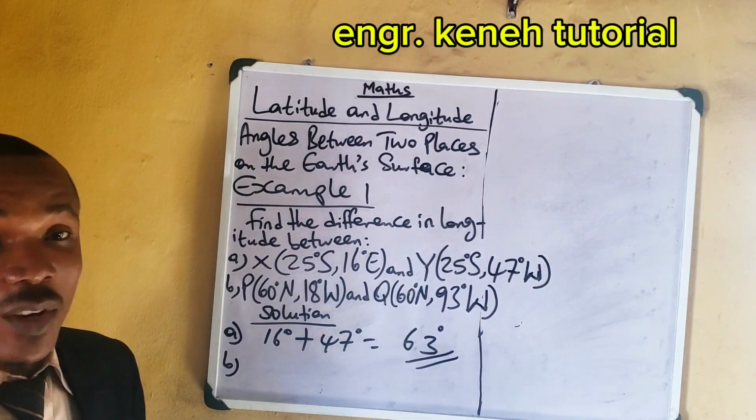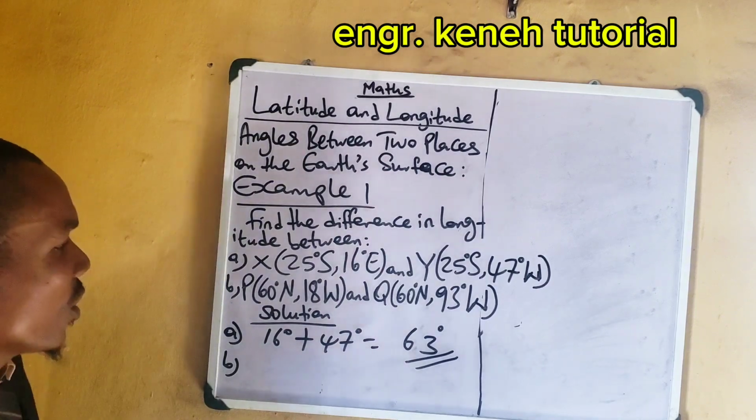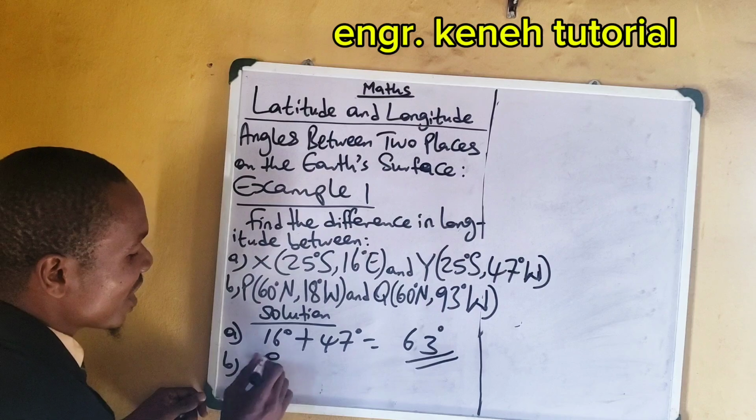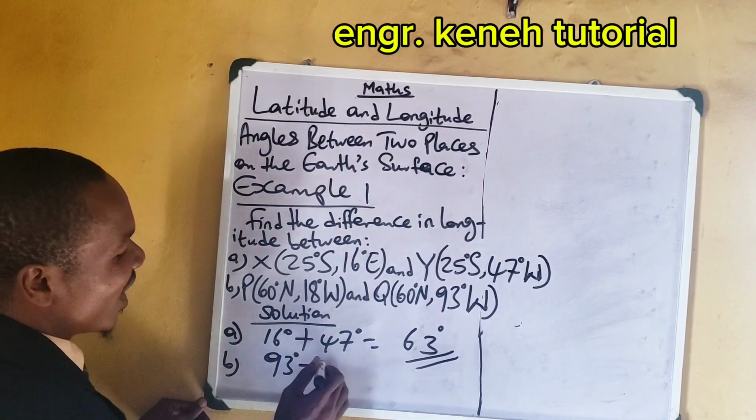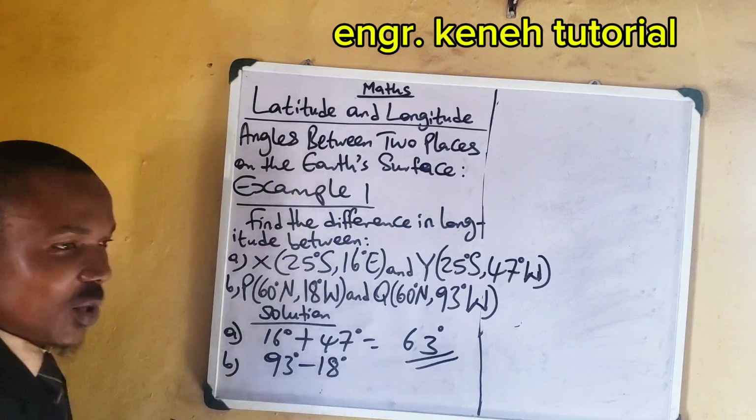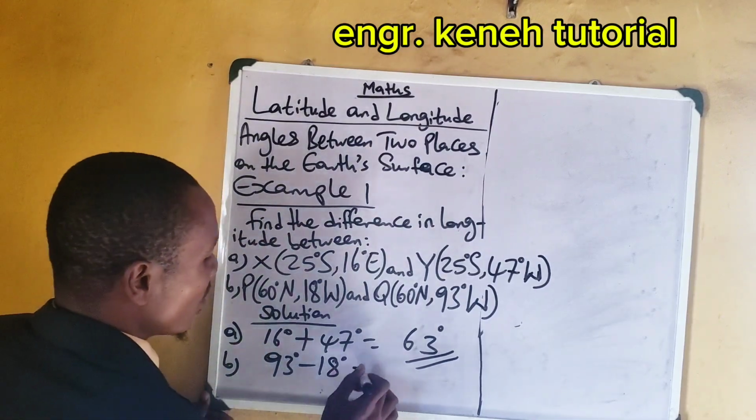Remember what I said? When you have the same side, you do subtraction. Subtract the smaller one from the bigger one. So this one will give us the bigger one, which is 93 degrees. Then you say minus, this one is what? 18 degrees. Why are we doing subtraction? Because they are on the same side. All right, so you're going to have something like this.